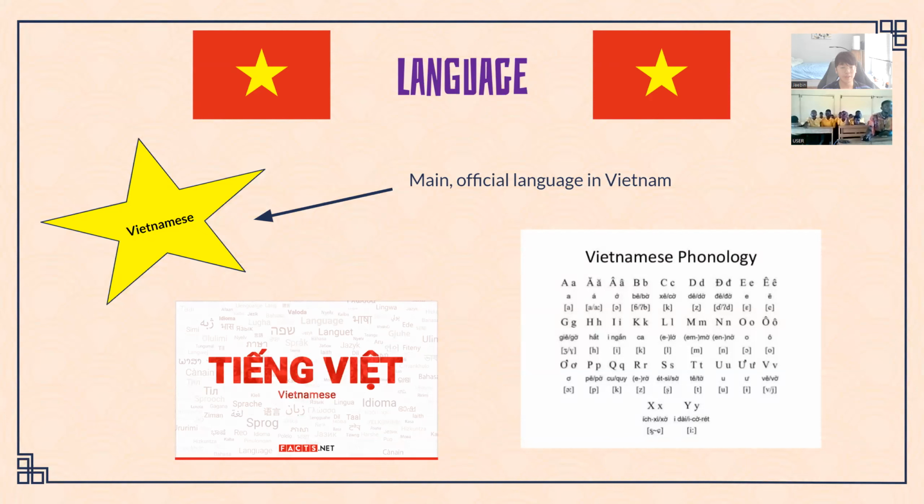So tone is very important in the Vietnamese language. With some tones you have to raise your voice, and with some tones you have to make it sharp, and that makes it a unique language, and it's called Vietnamese. That's what it looks like.